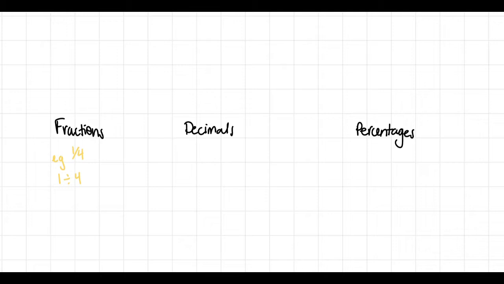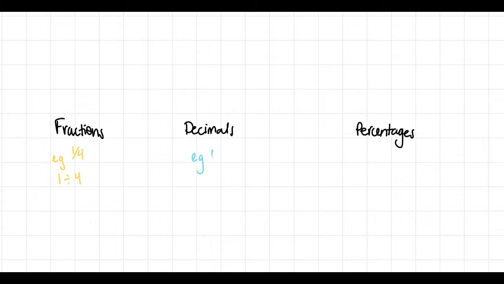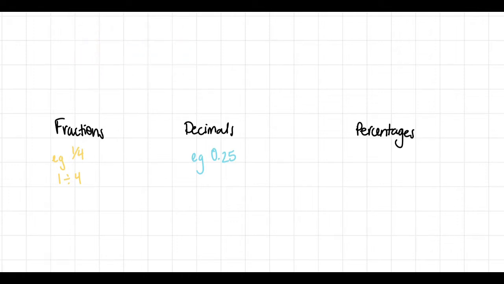Now, a decimal is just another way of representing a number that isn't a whole number or isn't complete, so it's part of a number. So, for example, 0.25. And then the easiest way to think of percentages is that it actually means percent, so per 100. So it would be taking the decimal and just multiplying it by 100.